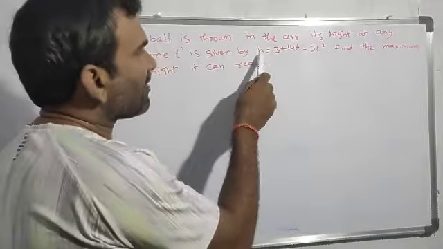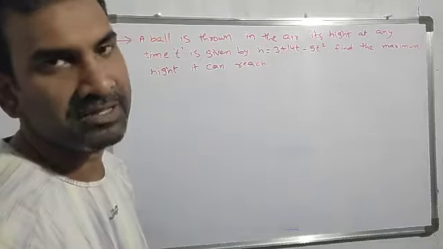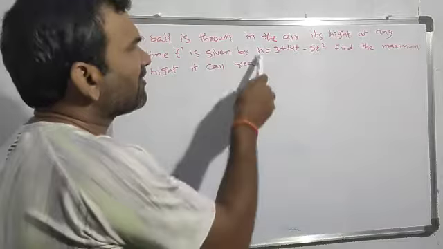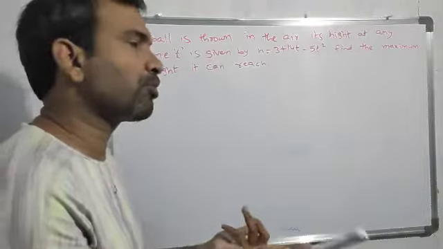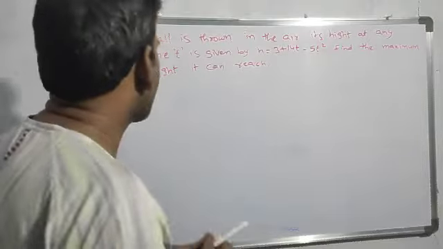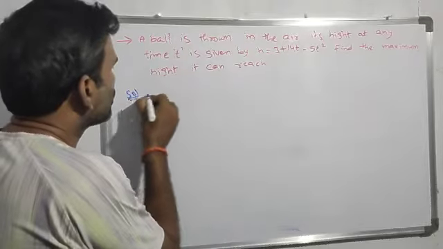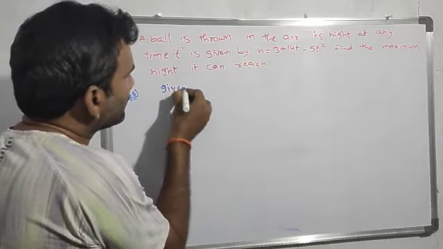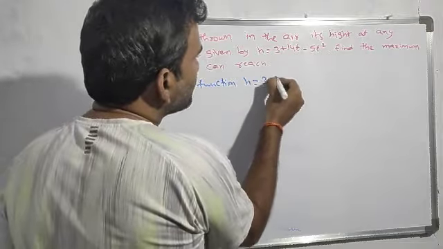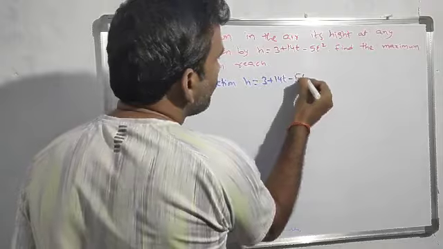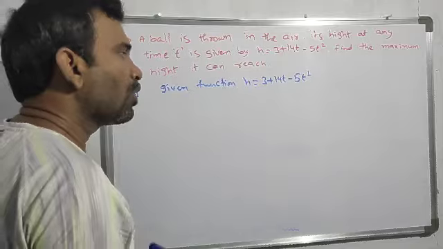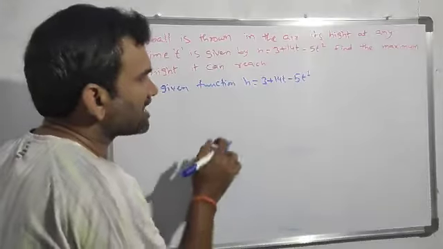Okay, that means our function is given in terms of h. Generally we take f of x or f, but in the given function the name is changed to h. No problem. The independent variable is t. The given function is h equal to 3 plus 14t minus 5t squared. We have to find the maximum height.